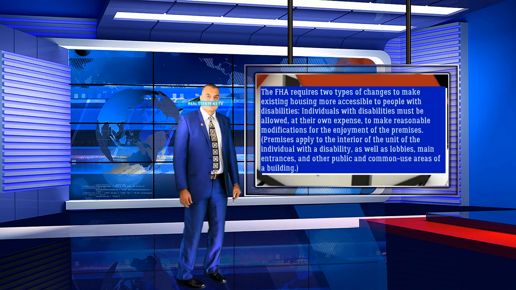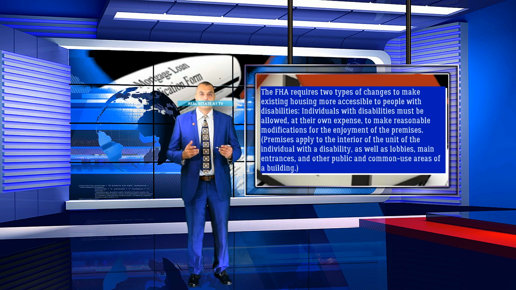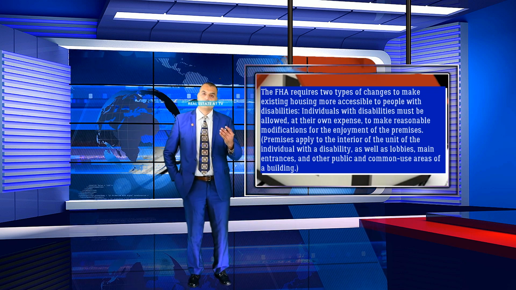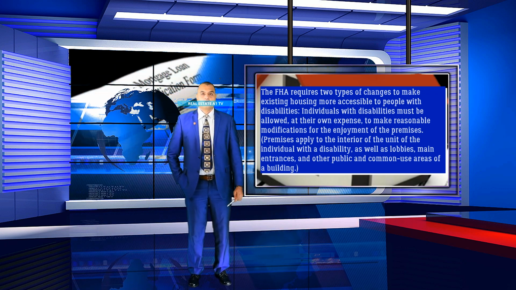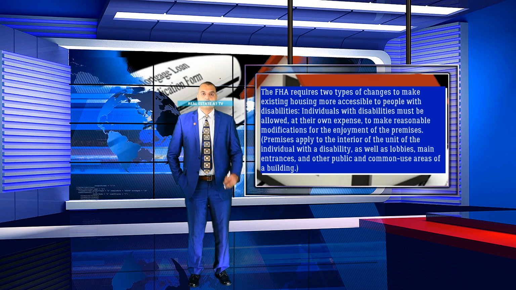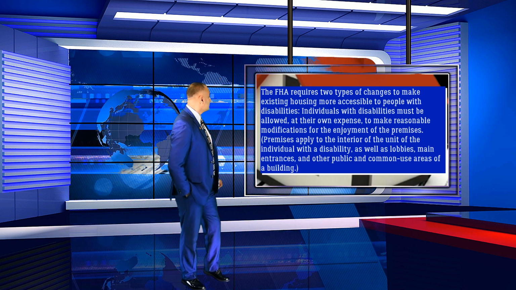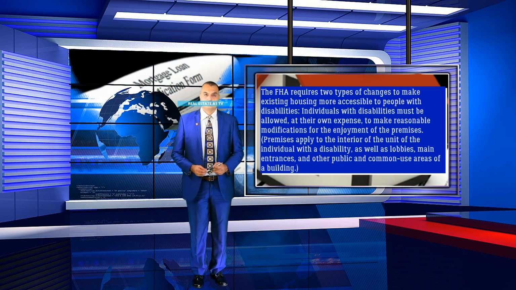Modifications and accommodations for people with disabilities. The FHA requires two types of changes to make existing housing more accessible to people with disabilities. Individuals with disabilities must be allowed, at their own expense, to make reasonable modifications for the enjoyment of the premises. Premises apply to the interior of the unit of the individual with a disability, as well as lobbies, main entrances, and other public and common use areas of a building.